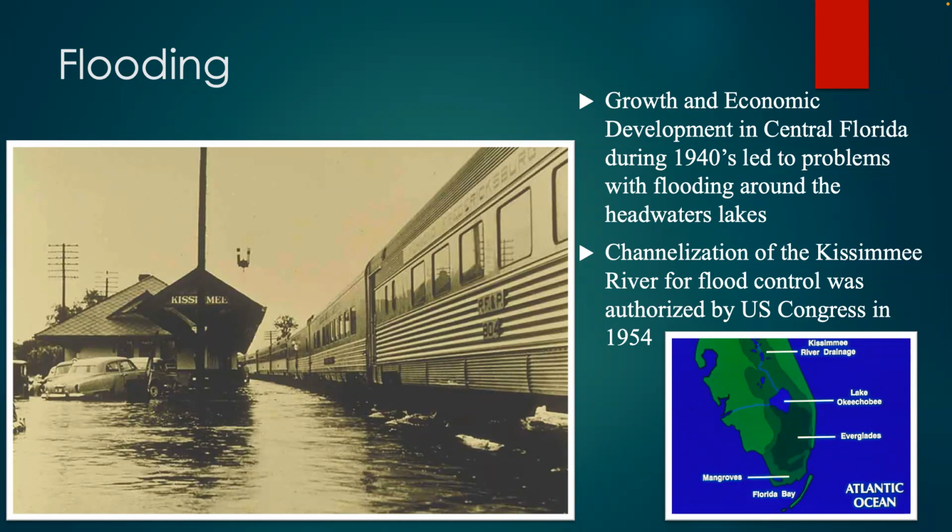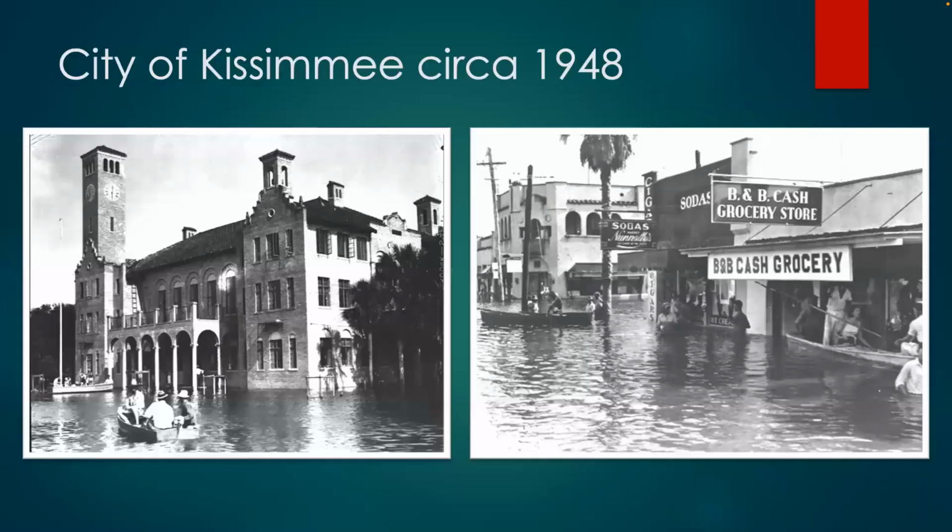And this is a picture, again, in the city of Kissimmee. You can see the flooding. This picture I know is from 1948. And then the next slide will show a couple more. Again, this is the city of Kissimmee during 1948 after some hurricanes. I believe it was Hurricane David, but don't quote me on that. That flooded the towns. And again, this is the cry. This was the reasoning. We needed flood control.